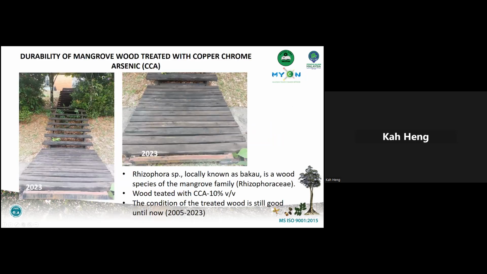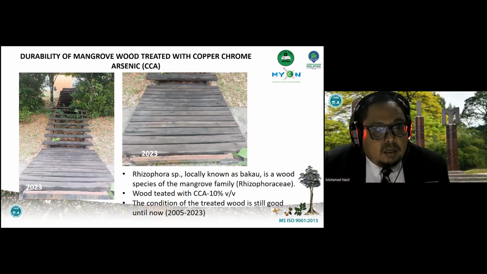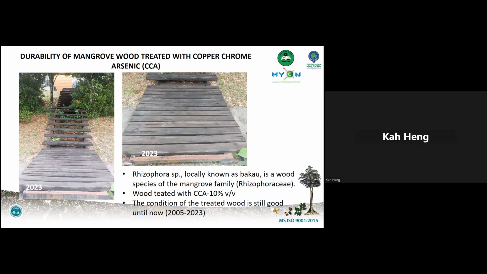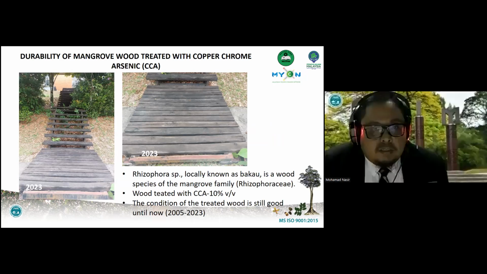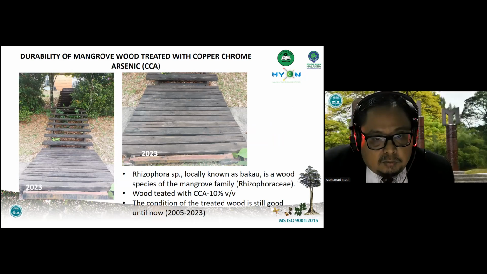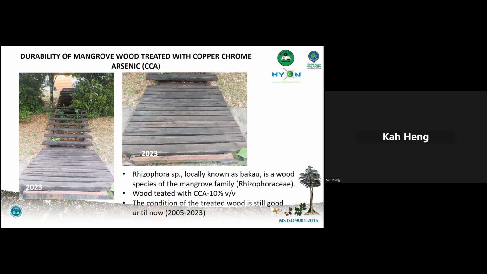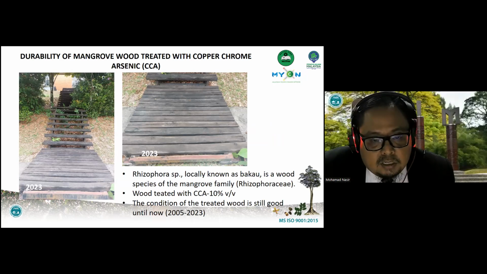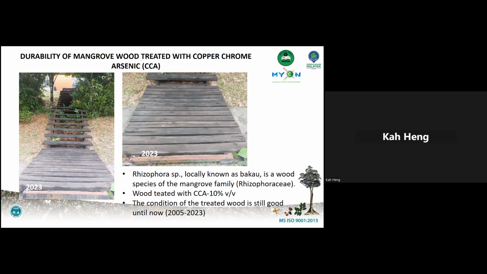Okay. The second one, I also want to share that we are also doing the durability study of mangrove wood treated with copper chrome arsenic, CCA. You can see that mangrove is a less durable wood, and when we treated it with CCA, it prolonged the lifespan until now. This is about 18 years of studies, and we are still collecting the data.